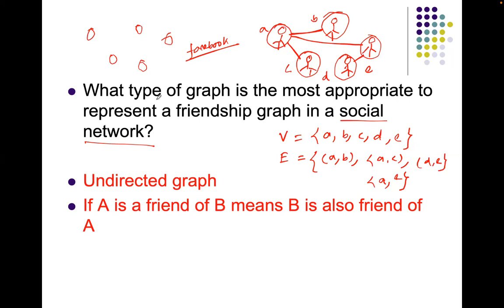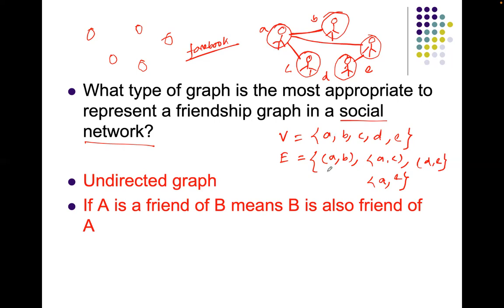Now let's think about what type of graph we are going to use to represent a friendship graph. Let's say we're just focusing on the friendship, meaning who is friend with whom. In a social network we can have millions of people, but one person may have only about 1,000 friends at best, maybe 1,000 friends, or some people might have only 500 or 100 friends. Now how do we represent this friendship graph?